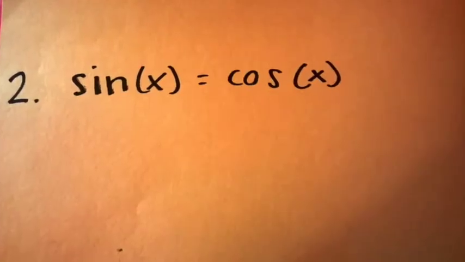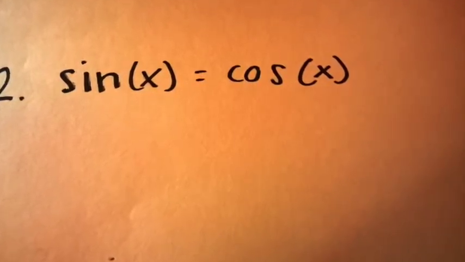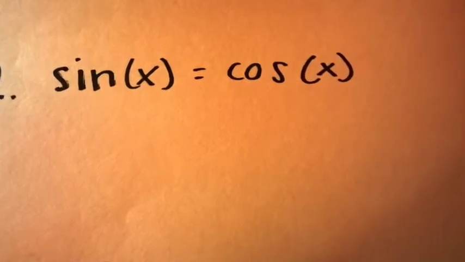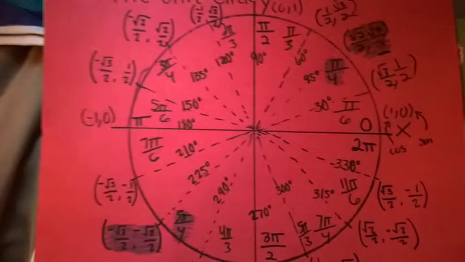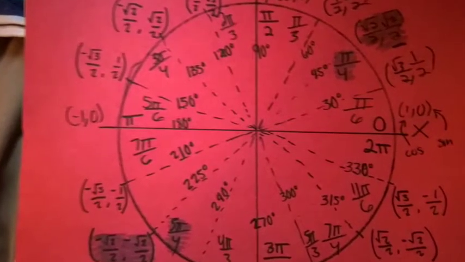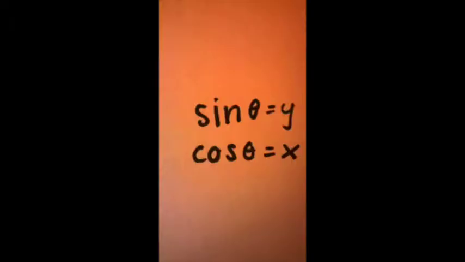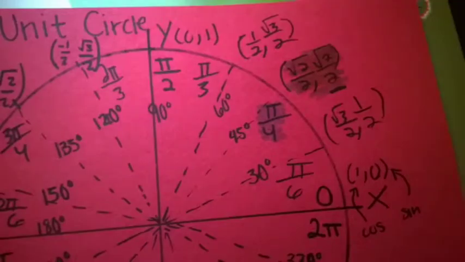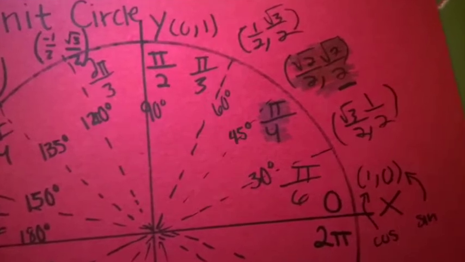So for the second example, there's sine x equals cosine x. And there are many ways to solve this equation. So when using the unit circle, we want to find where the y coordinate is equal to the x coordinate, because you have to remember sine theta equals y and cosine theta equals x. So by looking at the unit circle, you find pi over 4, and you can see that the coordinates are equal.